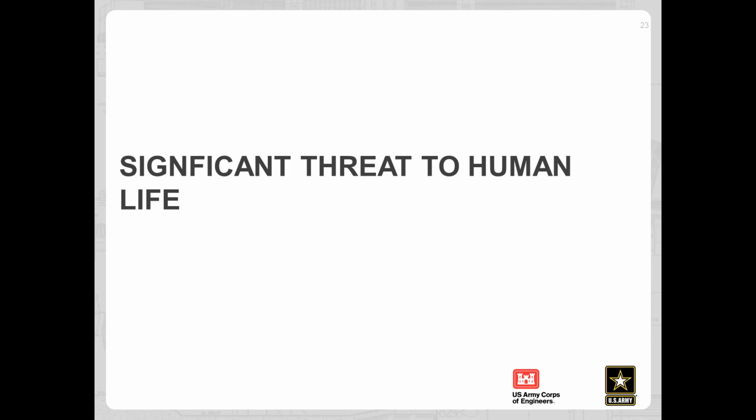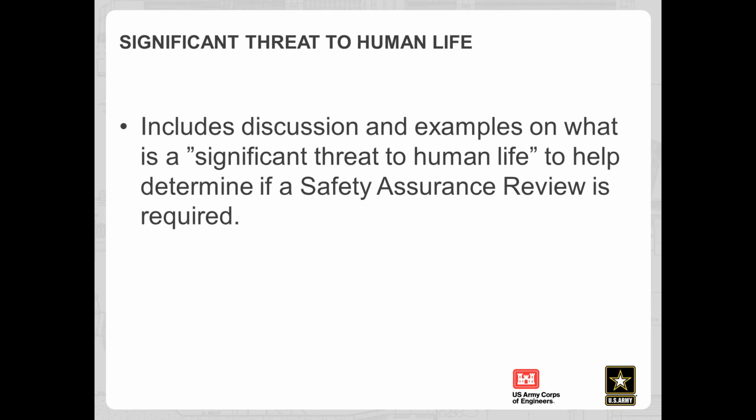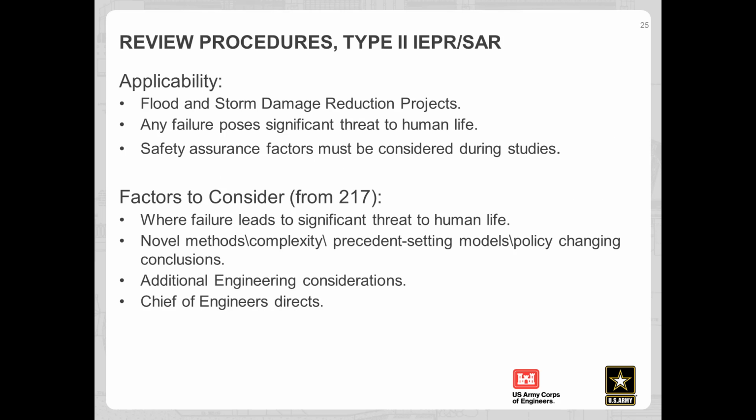There was a discussion about the significant threat to human life in the EC. There was not much in 214, but we tried to define it a little better about when is the safety assurance review, sometimes known as a type 2. And so again, the criteria hasn't changed. It's pretty much the same as it was before. And with that, I'm going to turn it over to Karen. Thank you.